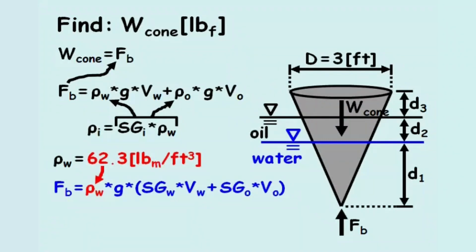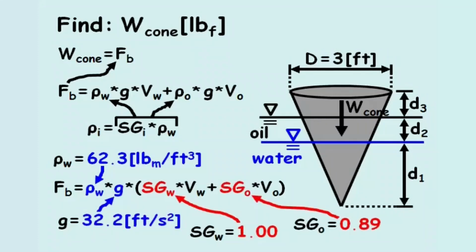The gravitational acceleration constant equals 32.2 feet per second squared. And the problem statement provided the specific gravities of water and oil. This means we're left to compute the volume of the cone submerged in water, VW, and the volume of the cone submerged in oil, VO.